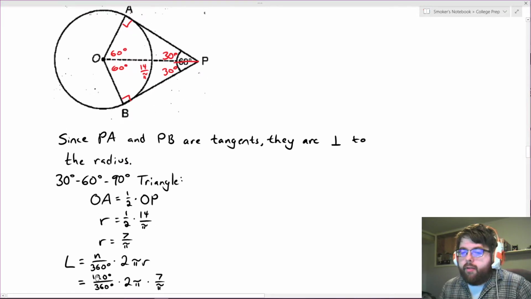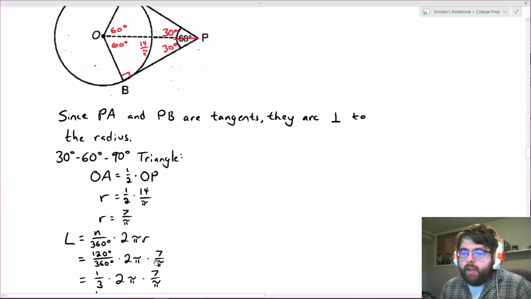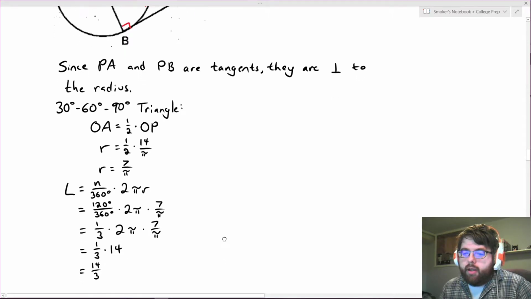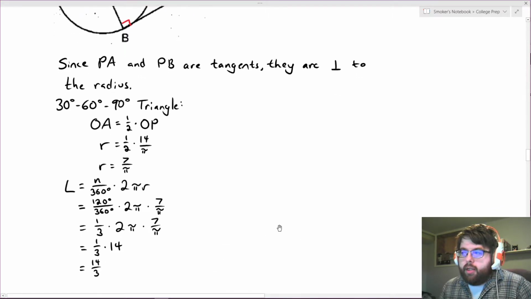Fill in. So 120 over 360 is 1/3. And then we can do some simplification here. Fortunately, these pi's cancel out. That makes it nice. So pi over pi, that cancels out. We have 2 times 7, which is 14. Our answer is 14 over 3.